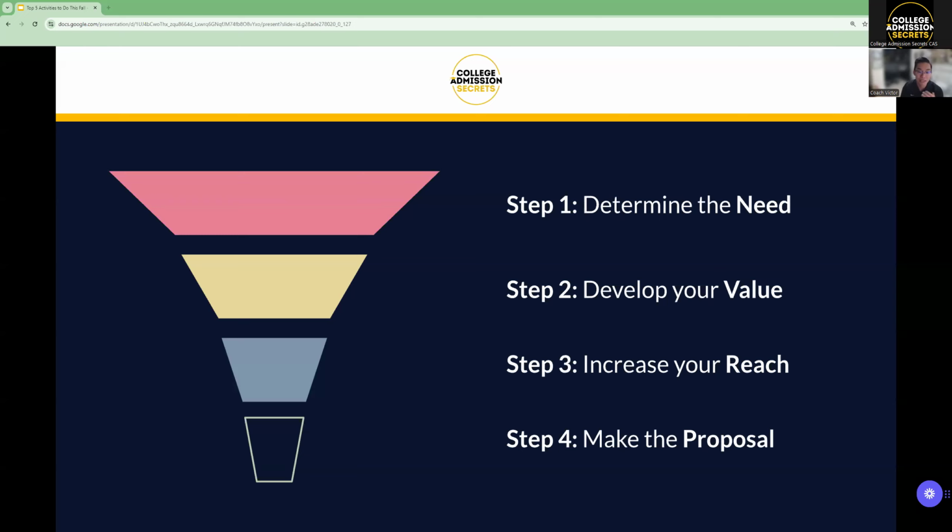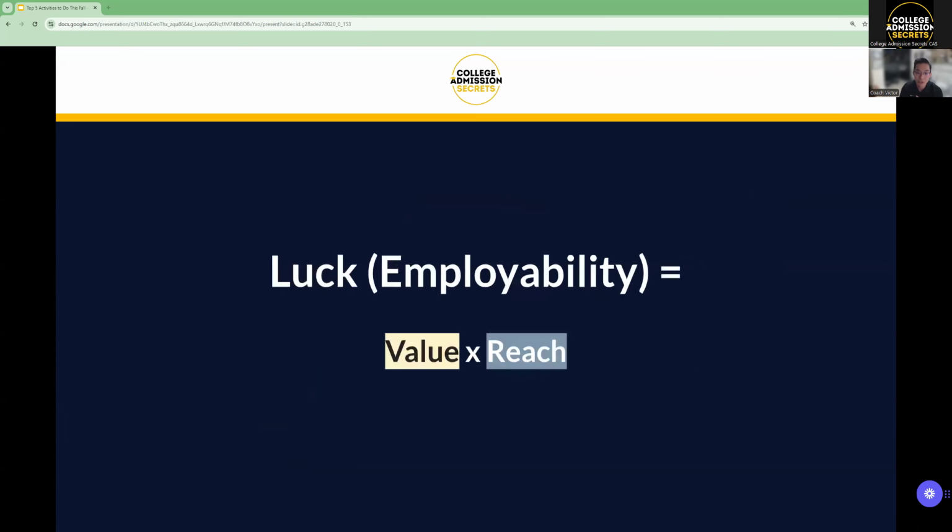And the last bit is to make the proposal. The proposal is essentially what is the problem that I could solve for you? And this is what I want to do for you in exchange for this monetary value. So when it comes to understanding how can you get employed for internships or even a job, you have to know this equation: value times reach equals luck. Okay. There is a truth that luck is involved in terms of your opportunities, but there's still some ways to increase your luck, right? By putting yourself out there and increasing your value. So that's an important distinction to understand.